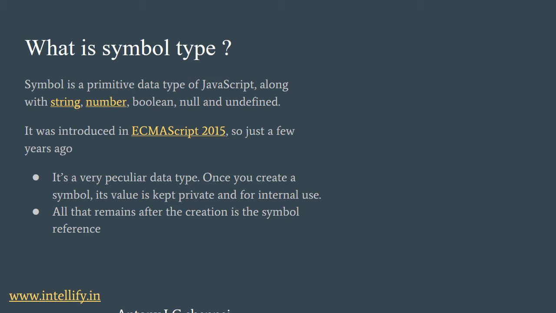A symbol represents a unique identifier. The value of this type can be created by using the Symbol function. A symbol is a primitive data type of JavaScript along with string, number, boolean, null and undefined. It is a very peculiar data type. Once you have created a symbol, its value is kept private for all internal use also. All that remains after the creation is the symbol reference.